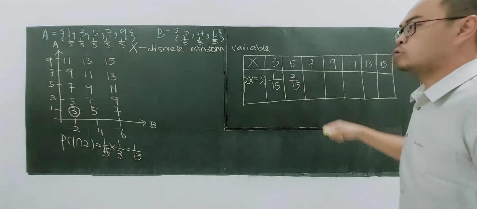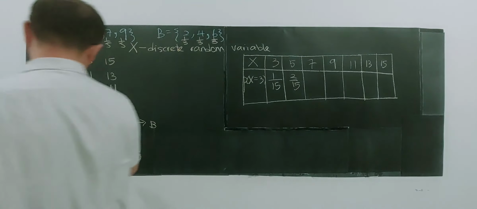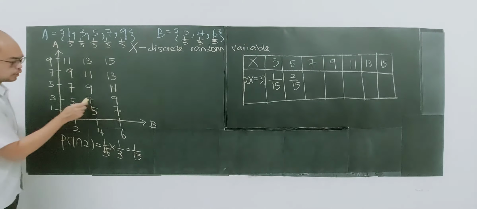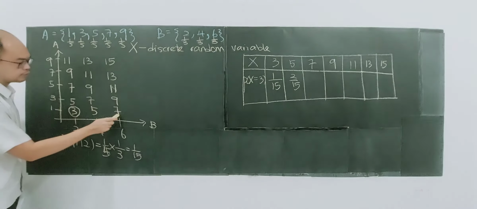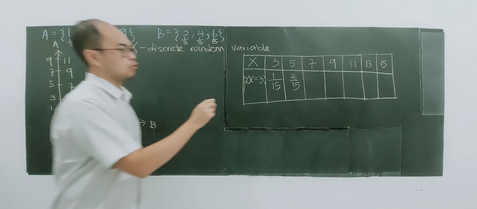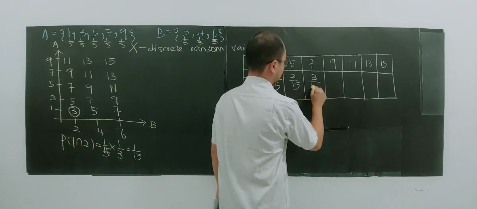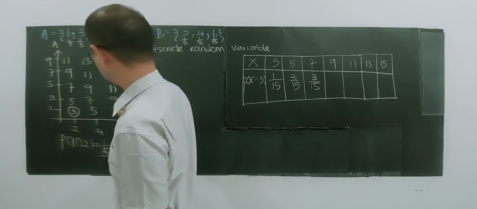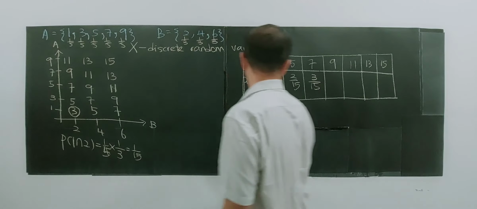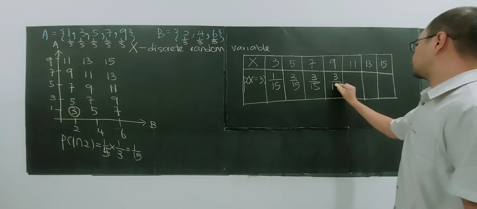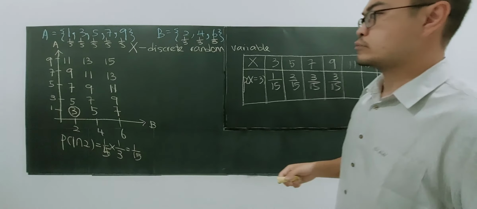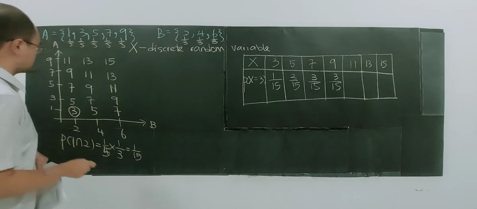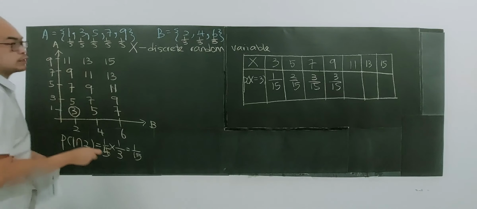Then I think you already know how to write 7. So you have 3 for 7, so 3 out of 15, which is 3 over 15. Slowly doing 9: how many? 9 also has 3, so 3 out of 15. Then 11: you have 3 out of 15 also, right?